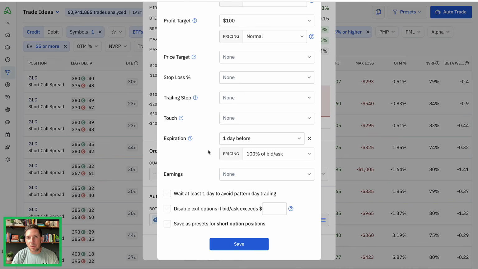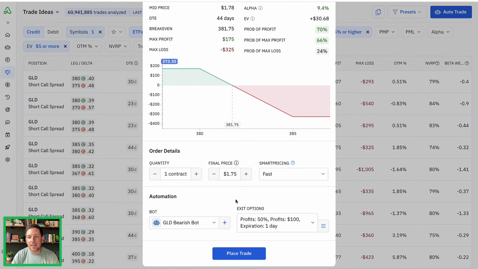If you're trading in a small account and you have PDT restrictions, you can also check that box to make sure you avoid pattern day trading. That means if any of these criteria hit, like a profit target or stop loss, then it won't actually execute the trade until the next trading day, so you don't get tagged as a pattern day trader.